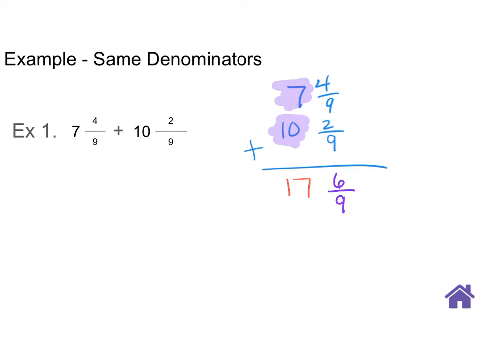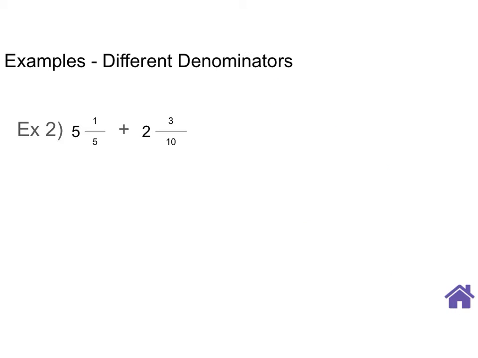Okay. So now I'm going to simplify because I know that I can divide the top and the bottom by 3. So then I get 2/3 as my simplified version, and I still have that 17. So my final answer is 17 and 2/3. Let's go on to the next problem.